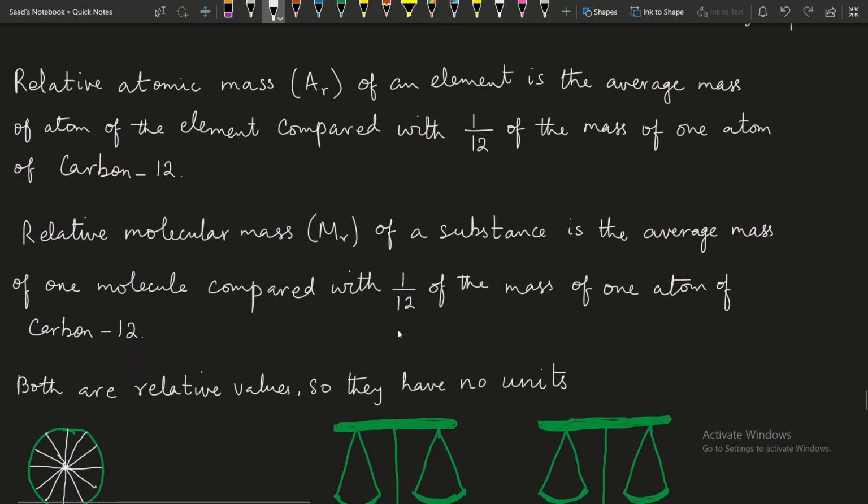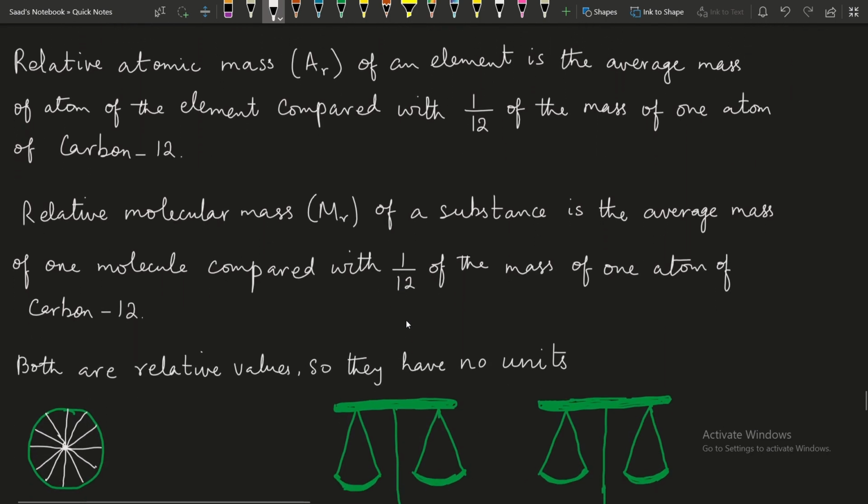Now next topic is the relative atomic mass. It means that the relative atomic mass of an element is the average mass of the atom of the element compared with 1/12 of the mass of one atom of carbon-12. The relative molecular mass of a substance is the average mass of one molecule compared with 1/12 of the mass of one atom of carbon-12.